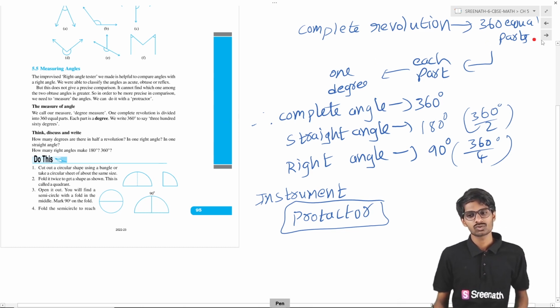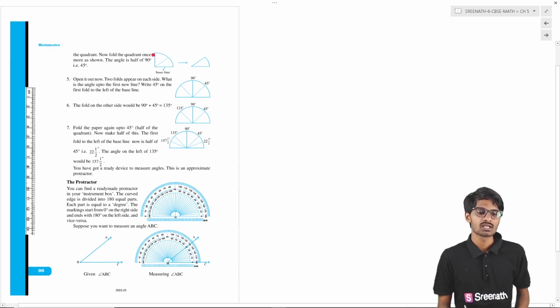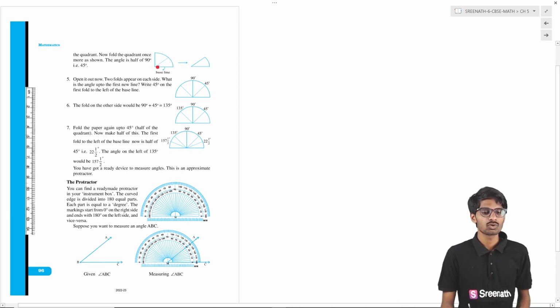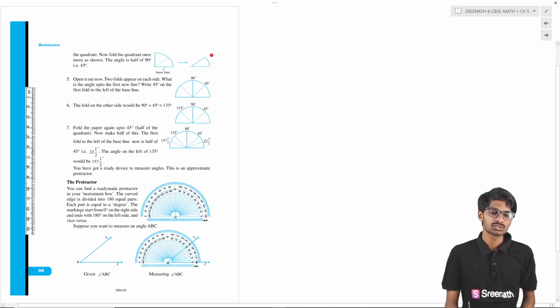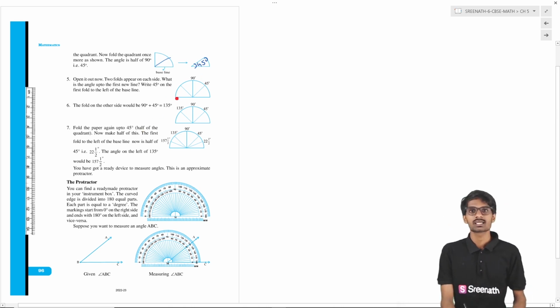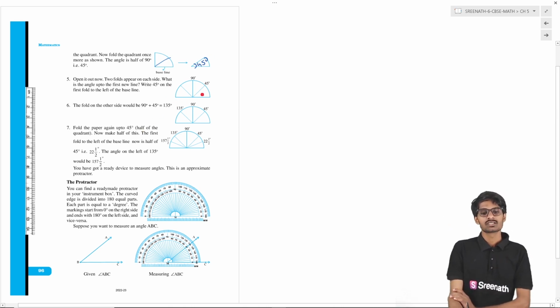So again you have to do some more folding. This right angle is folded again along this line, and then you will get it like this. If you draw that line, it gives rise to 45 degrees. If you consider it in the semicircle, it becomes 45 degrees, then 90 degrees, then 180 degrees.